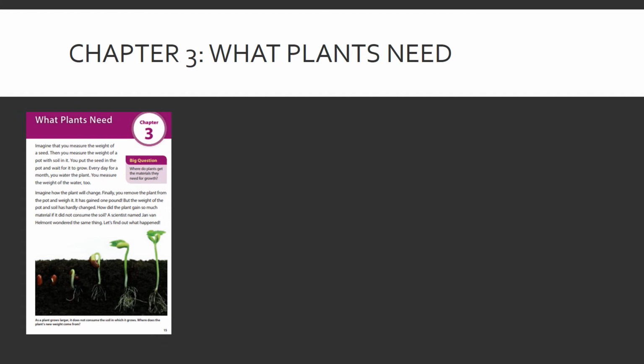Finally, you remove the plant from the pot and weigh it, and it has gained 1 pound. But the weight of the pot and the soil has hardly changed. How did the plant gain so much material if it did not consume the soil? A scientist named Jan van Helmont wondered the same thing. Let's find out what happened.